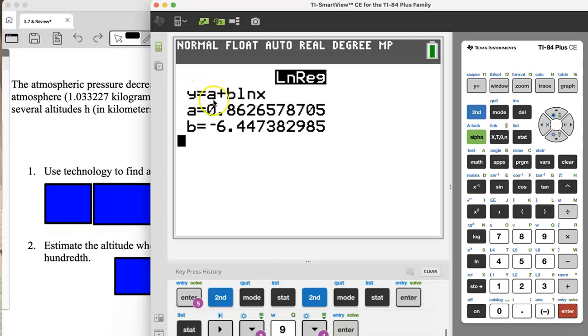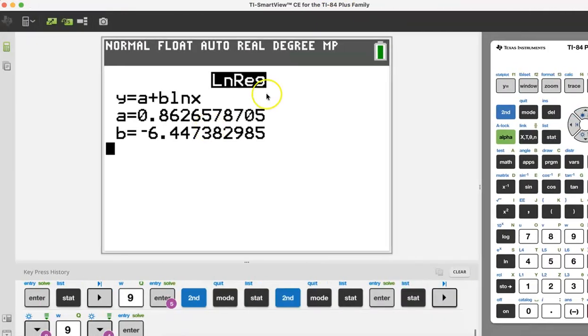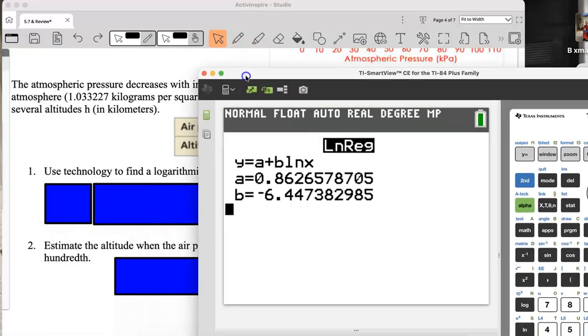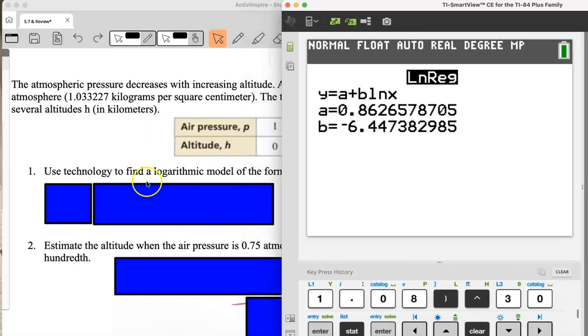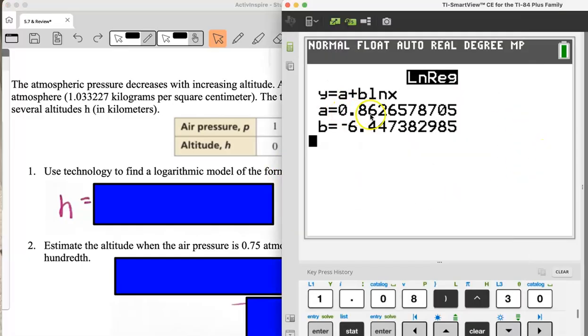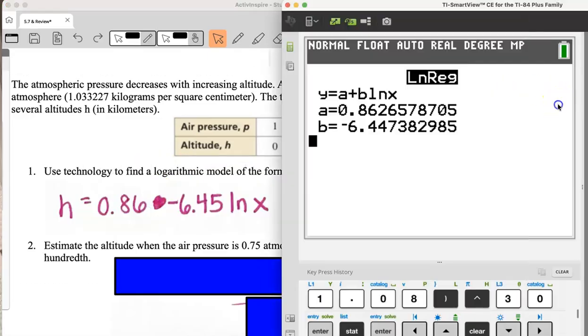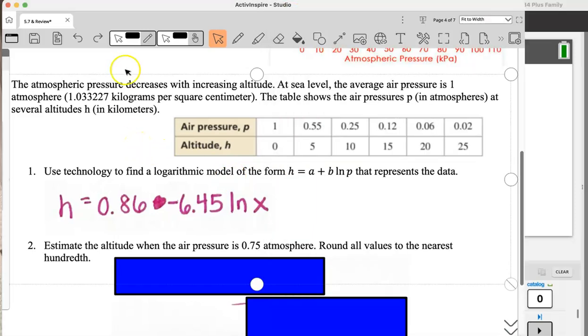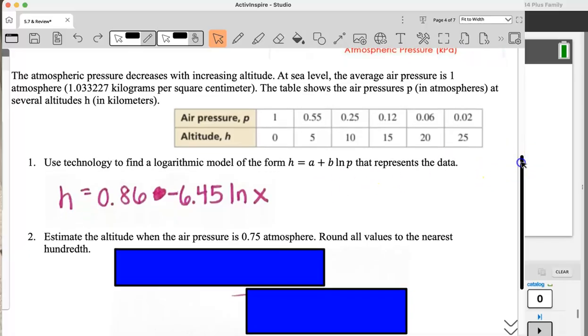Now again, it tells you at the top how it wants you to write it. It wants you to write y equals a plus b and then the natural log of x. And so we are going to round to, doesn't tell me. Okay, let's do 2 decimals. So you would have y equals, or in this case, h equals, because that's how they want us to write it. 0.86 would be your a value. And then your b value, instead of a plus, it would be minus 6.45 natural log of x. And so there is your logarithmic model to help you with this problem.